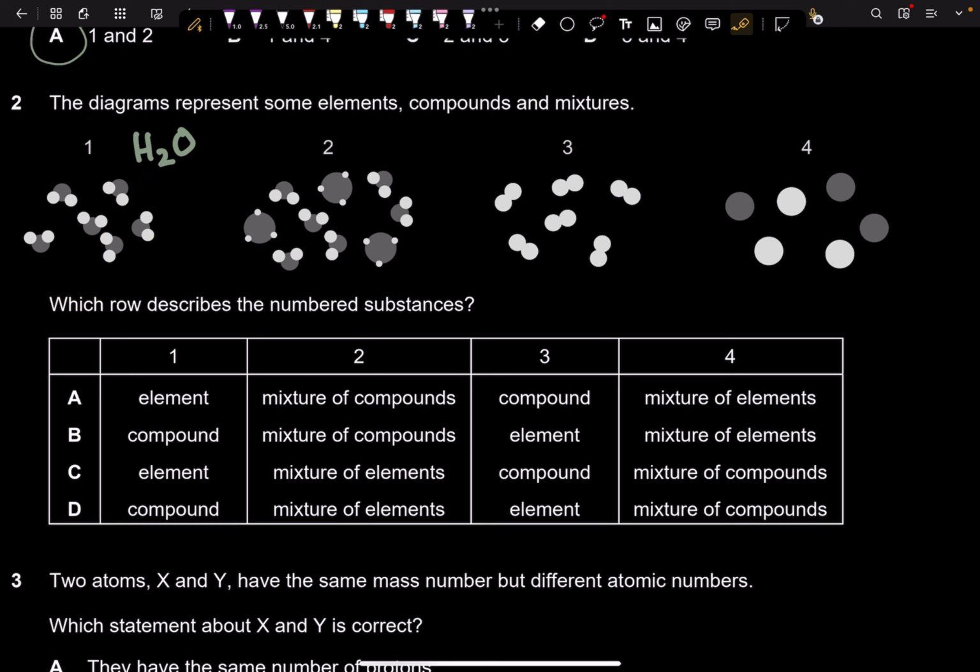Let's view option 2 now. In option 2, the first thing I can see is my H2O particles again, which I randomly gave the name H2O. It can be anything else. It can be SO2.